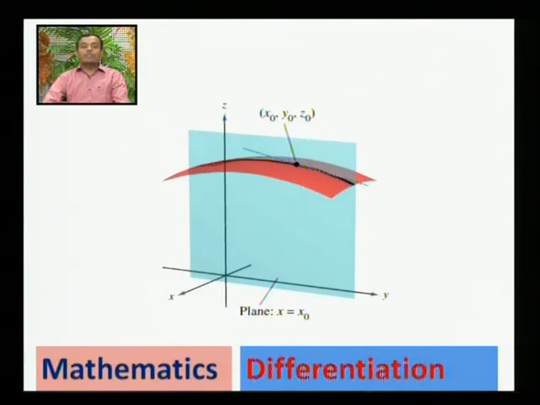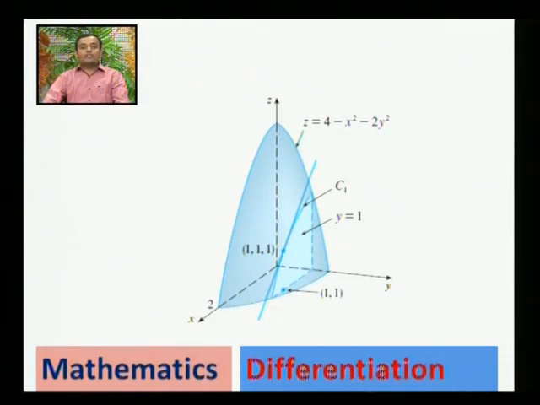So you can see the intersection of the red surface and the plane x equal to x0, that is the blue plane. The intersection of those two is a black curve that is shown in the figure, and to that curve at the point (x0, y0, z0) we are taking a tangent, that is, you can see that blue line. So the slope of that line is given by fy(x0, y0), that is, the partial derivative of f with respect to y at the point (x0, y0).